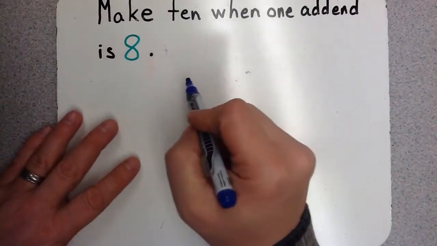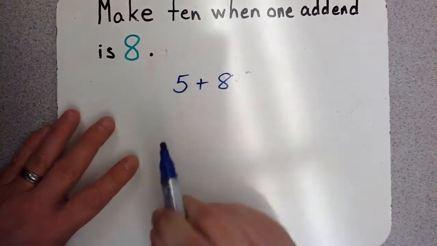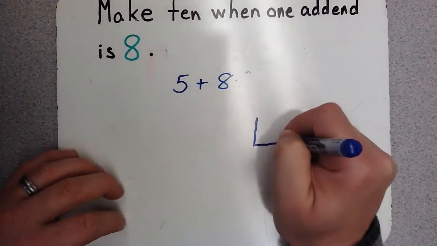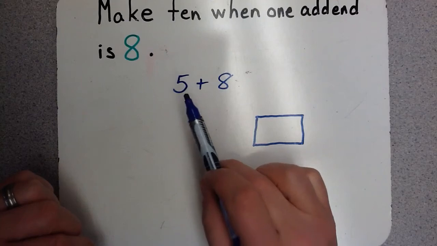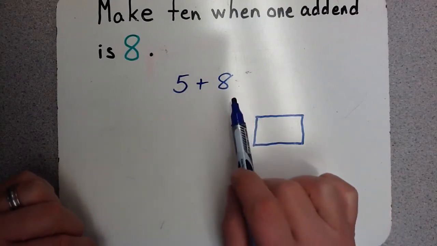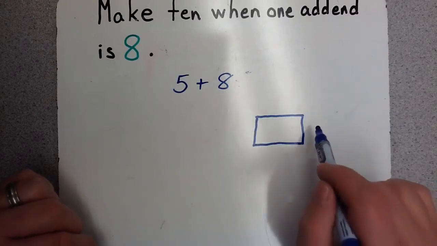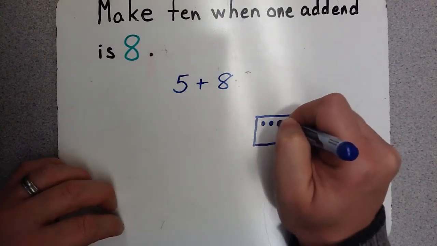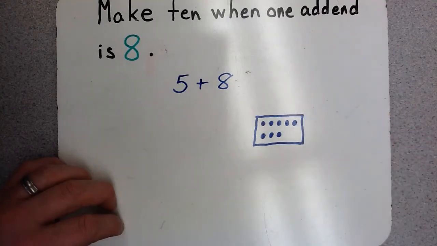So let's look at 5 plus 8. So now I put the addend of 8 second here. So we'll start with my 10 frame again. I could place the 5 in the 10 frame, or I could place the 8 in the 10 frame. Well, we know that if I place the 8 in there, I'll have fewer missing counters, so I'm going to place the 8. So 1, 2, 3, 4, 5, 6, 7, 8.